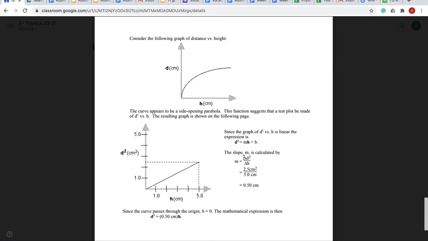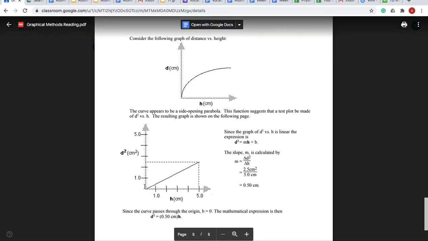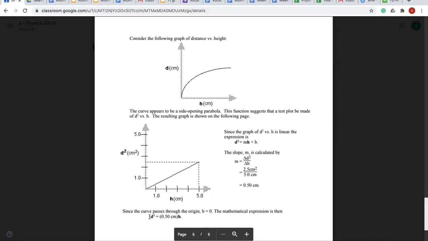And then you can calculate the slope like so, and you get 2.5 centimeters squared over 5.0 centimeters, which is equal to 0.50 centimeters. And you plug that in for the m, and you see that b is equal to 0, because that's where the line crosses the y-axis for the y-intercept. And so you're left with an equation of d squared equals 0.50 centimeters times h. All right, so that's how you generally deal with all these curved graphs, and you will be dealing with them more frequently after this lab, and you'll deal with all of them after this lab.